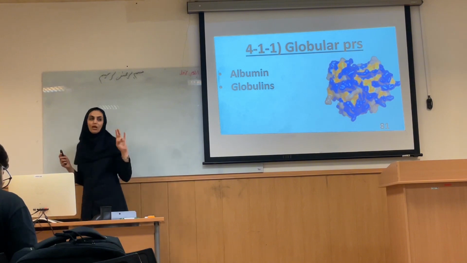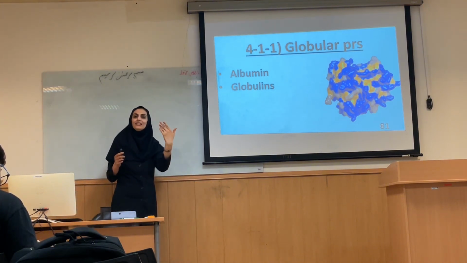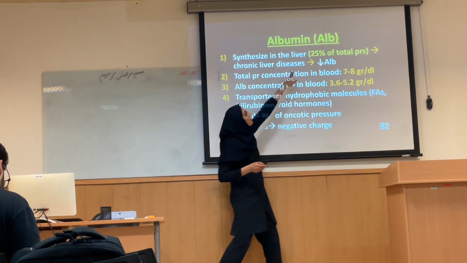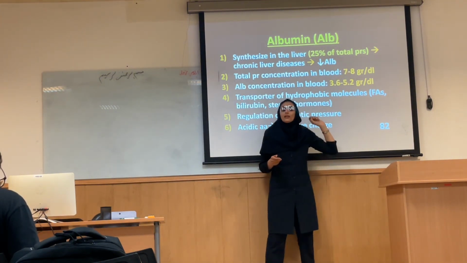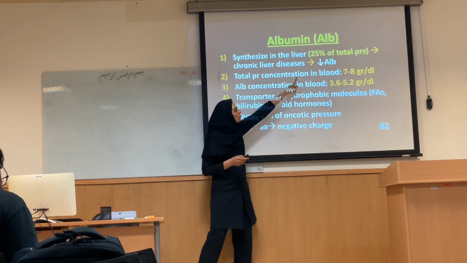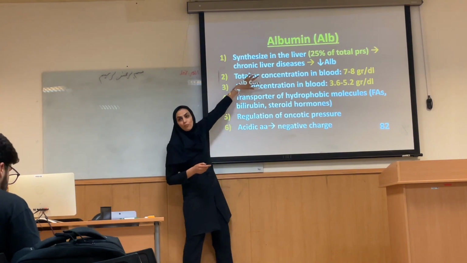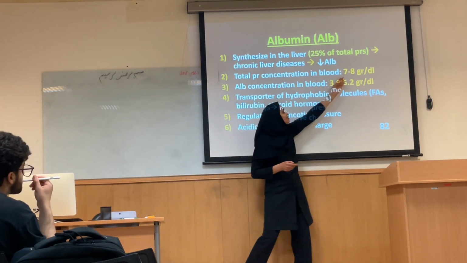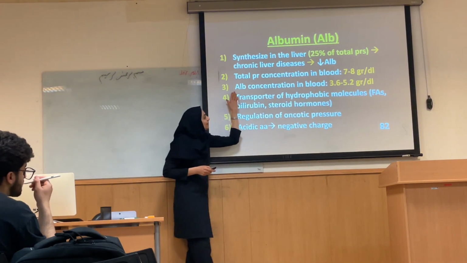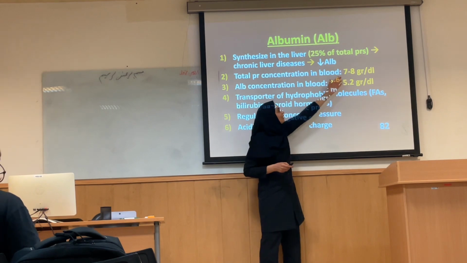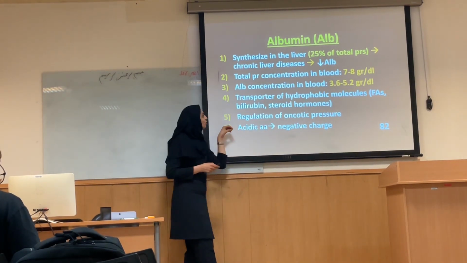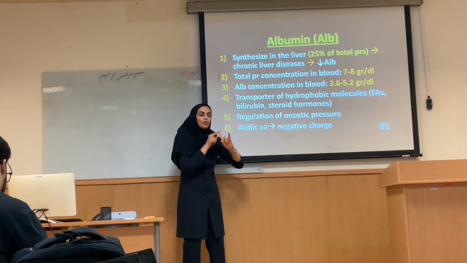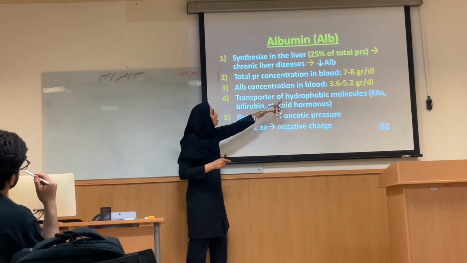The liver is the place where albumin synthesis starts. In liver abnormalities and liver diseases, its synthesis decreases. Another thing, guys, 20 to 25% of total proteins consist of albumin, and in liver diseases albumin decreases. It carries molecules like hormones, fatty acids, bilirubin, thyroid hormones, and other things that can be carried by albumin.